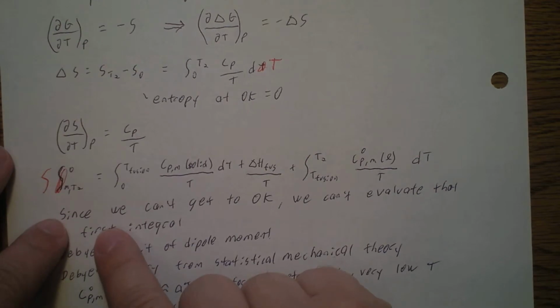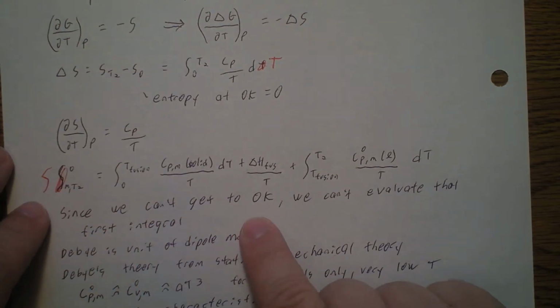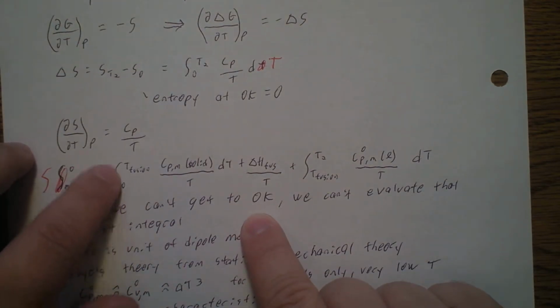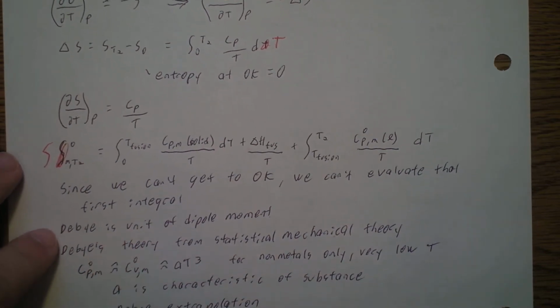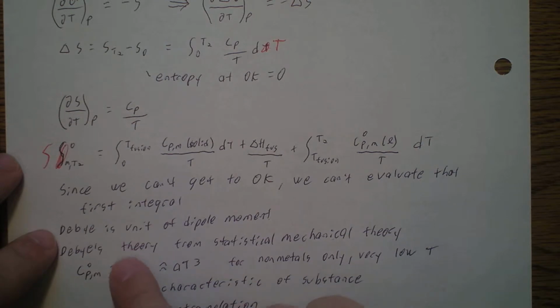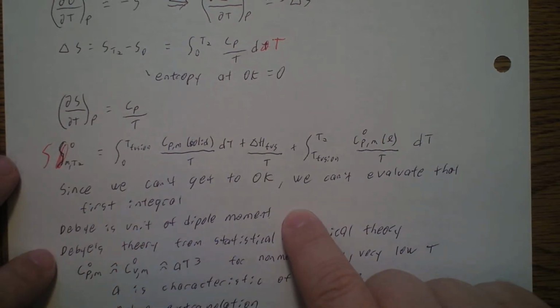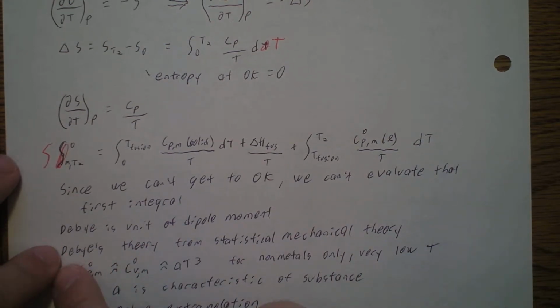Now here's the problem though. Since we can't actually get to 0 Kelvin, we can't actually evaluate this first integral over here. Now, by the way, Debye is the unit of dipole moment, in case you've heard of Debye.